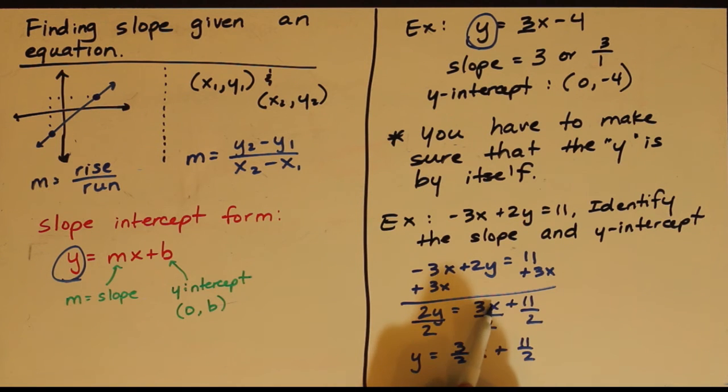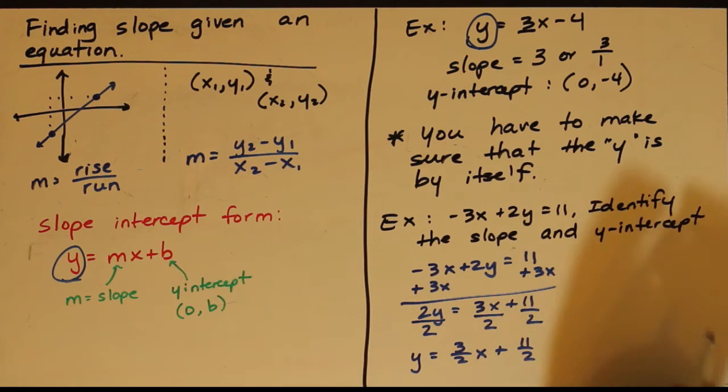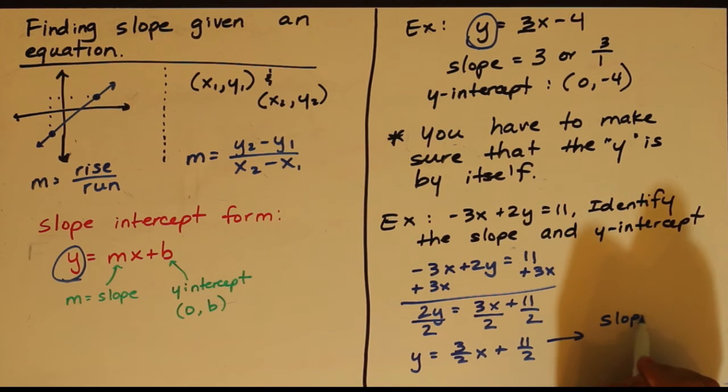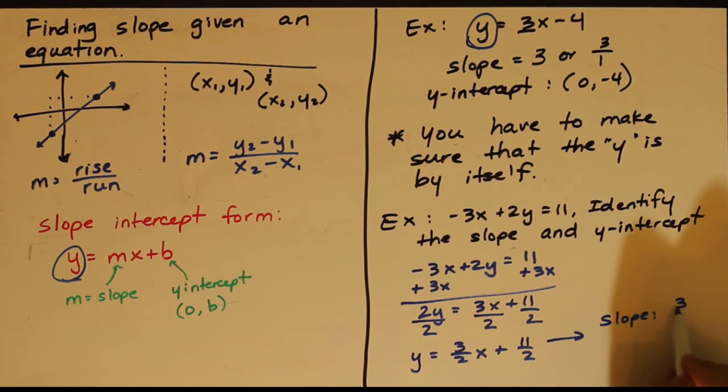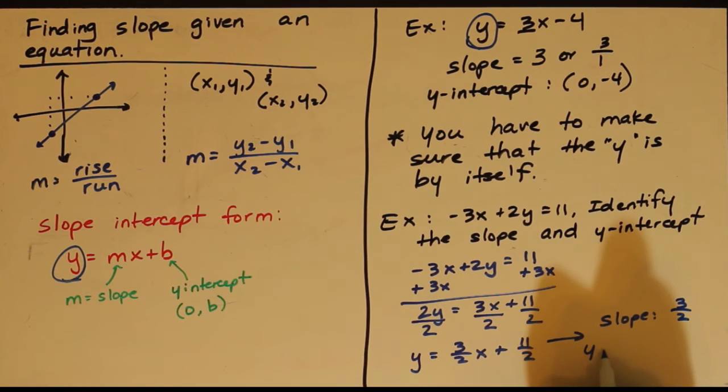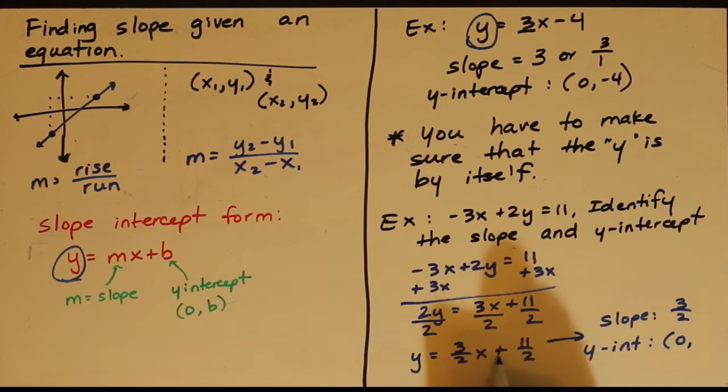I just wanted to move the x over here. That way I can easily identify my slope from there. And then from there I can just go ahead and say, well, my slope is 3 halves. And my y-intercept is 0 and positive 11 halves.